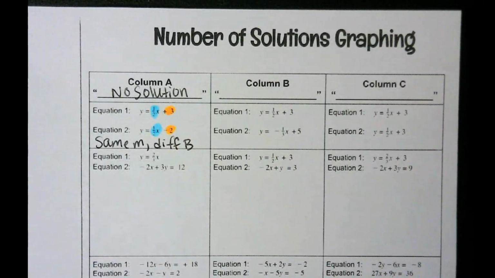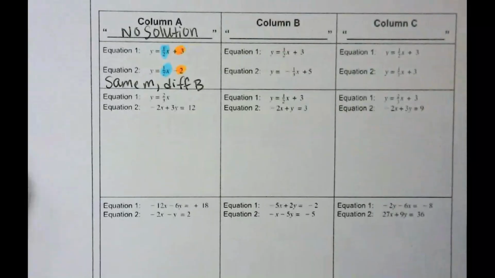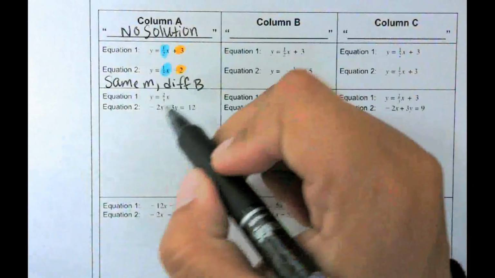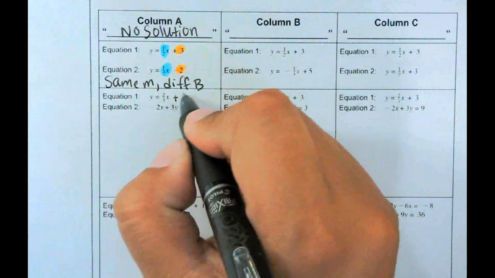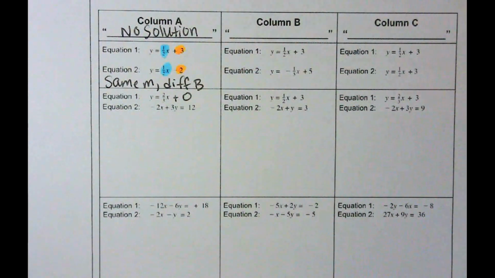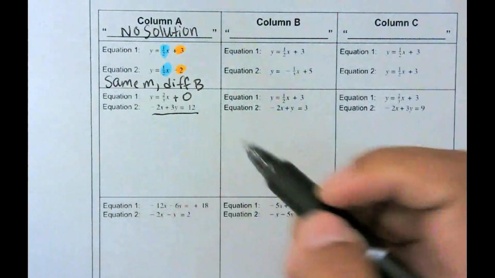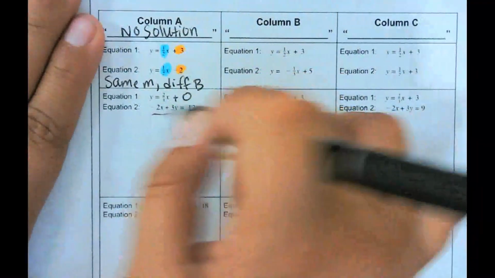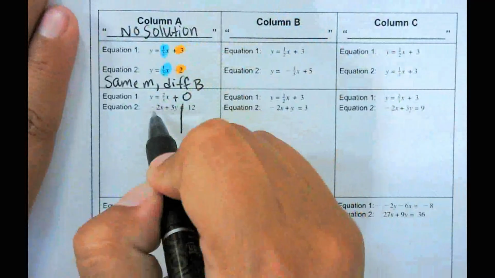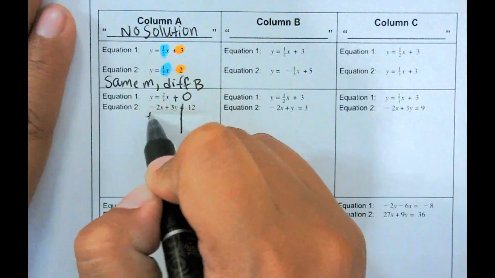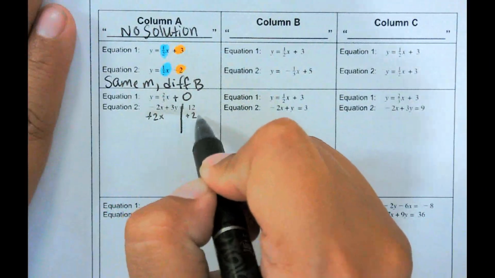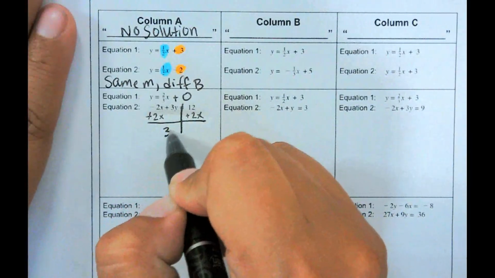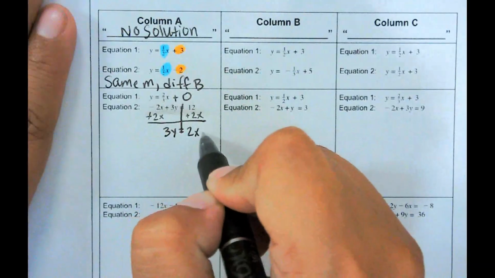Going down column A, we're going to do the same thing. I have y equals, add a plus 0 here just so that I can compare. This right here is not in y equals mx plus b, so we need to use our steps to put it into y equals mx plus b. Negative 2x, so the inverse of that is to add 2x. 3y equals 2x plus 12.